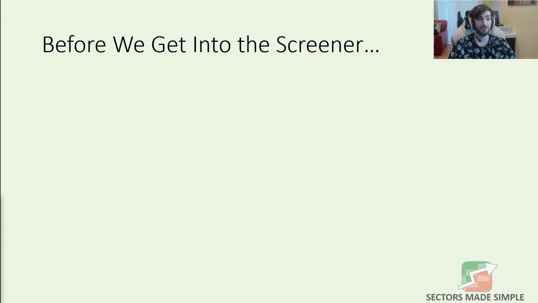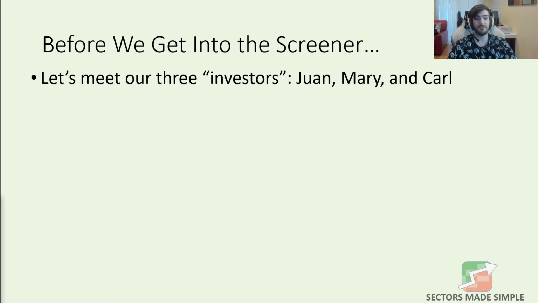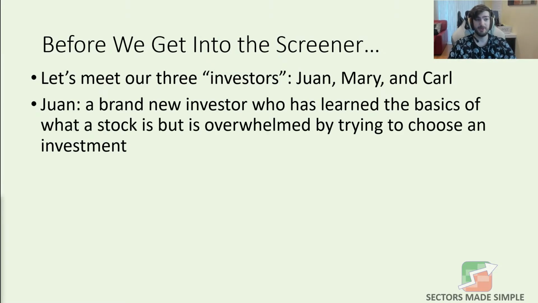Before we get into the actual screener, just because it's kind of unrelated, but also related, I want to talk about our three investors. We have Juan, Mary, and Carl. Juan is a brand new investor. He's just recently started investing and has learned the basics of what a stock is, what the S&P 500 index is, but 500 companies is overwhelming to say the least. I don't know about you, when I go to the grocery store and there's 3 different options for candy bars, I get a little paralysis by analysis.